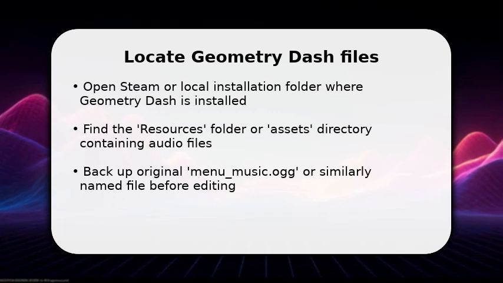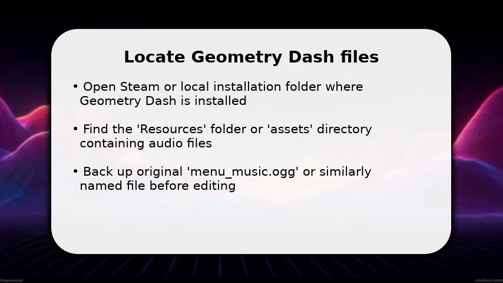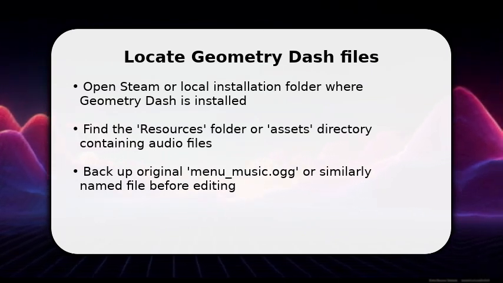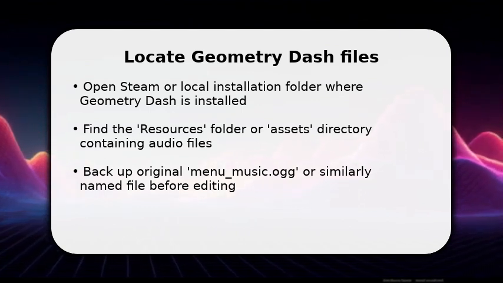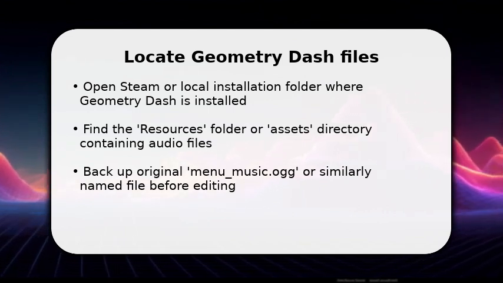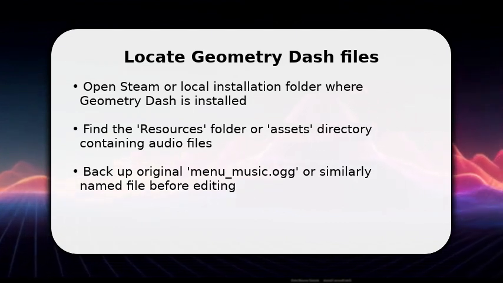You start by getting to the game files so you can replace the music safely. Open your Geometry-install folder. Once done, navigate to the Resources or Assets directory where audio lives. Make a copy of the original menu music file and store it somewhere safe, because if something goes wrong, you can restore it. This backup step prevents corruption and saves you time.